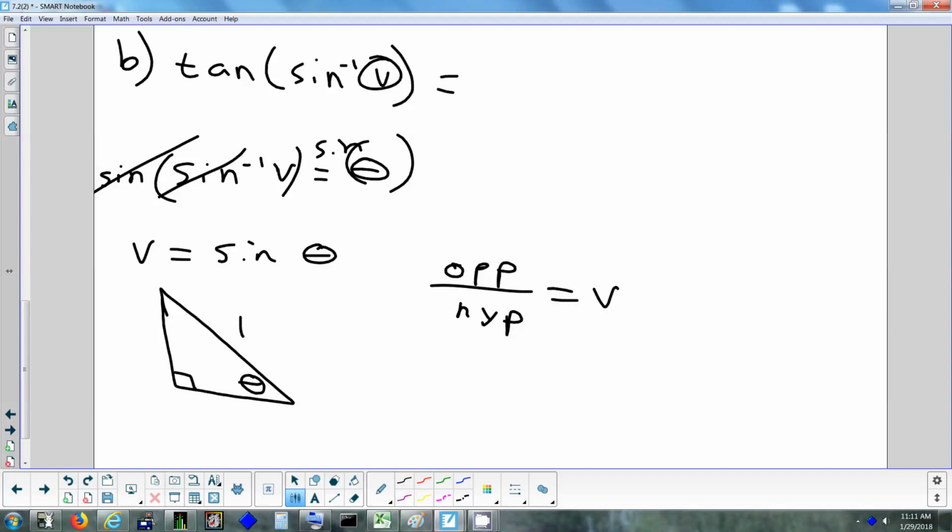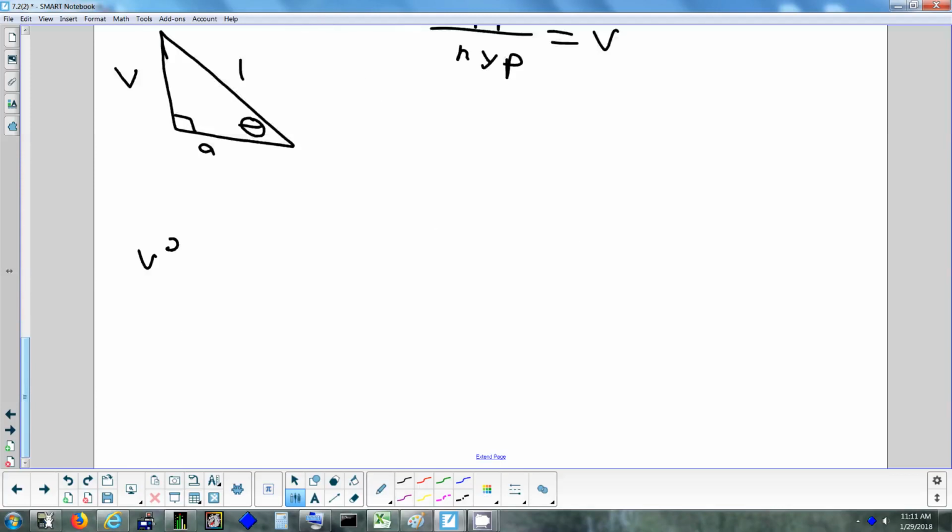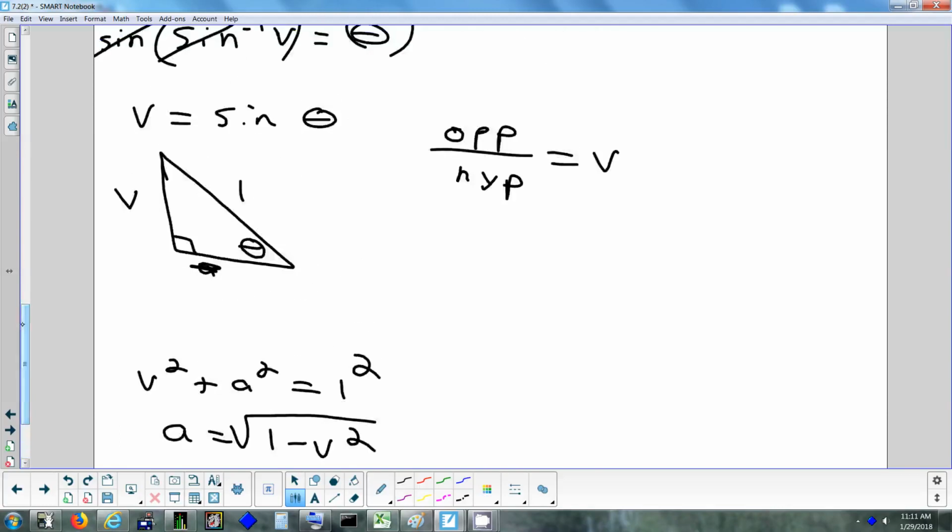And what about the opposite side? V. Now you've just created a diagram where the opposite over the hypotenuse is equal to v, where the sine equals v. And now, how would I get my third side? Yeah, and it's really going to be the same thing we just did last time. But if you want to go through it again, you can. So we've got v squared plus a squared equals 1 squared. Subtract the v squared, and then take the square root. So that's the pattern that I said comes up a lot. Okay, so that's the square root of 1 minus v squared. Okay, now I've got my diagram all sketched.